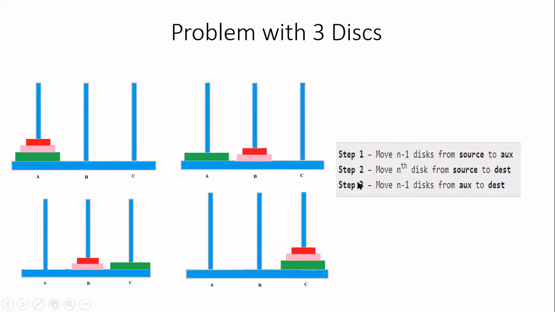Out of the 3 steps, step number 1 is recursive because here you are moving n minus 1 disk. That is not possible in one move. So it is a recursive step. And what about step number 2? It is given that move the nth disk from source to destination. Only 1 disk you are moving. So it is not recursive. That is straightaway going to give you the answer.